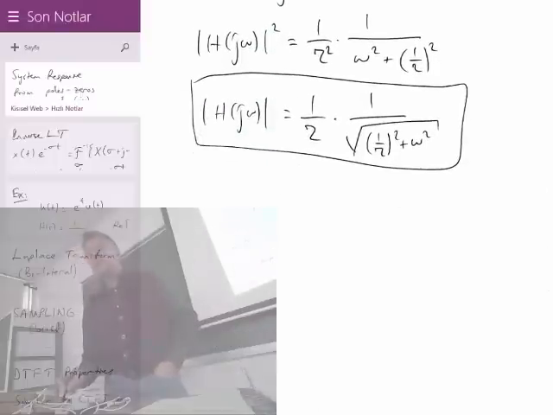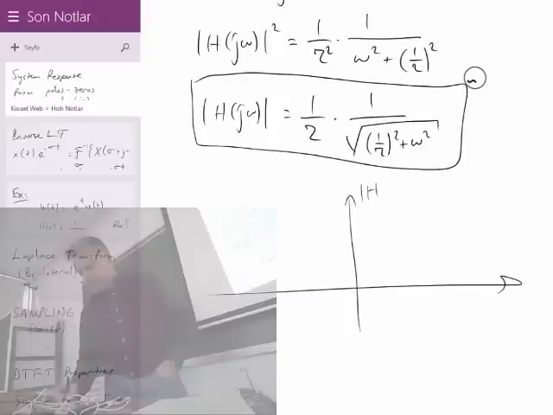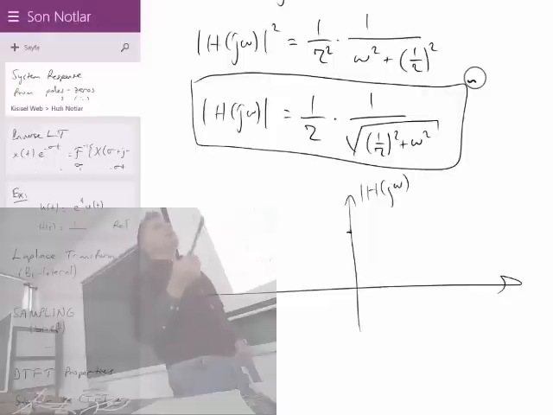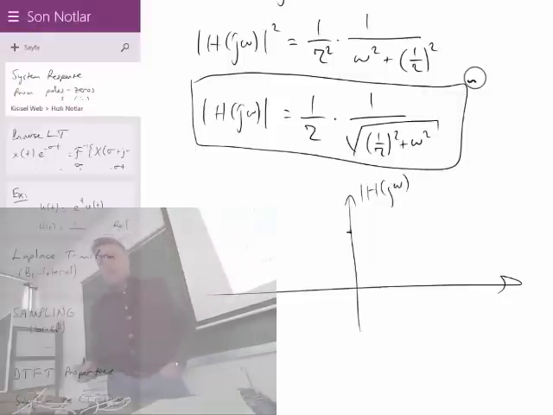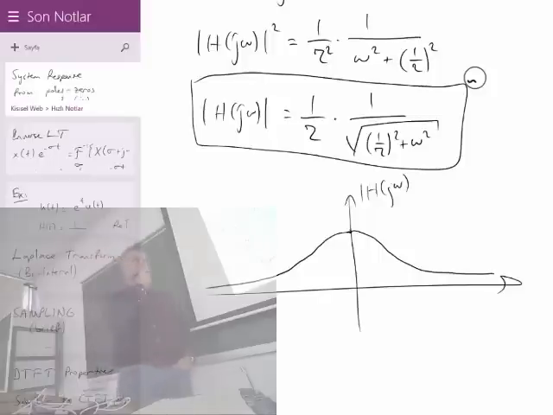And if you precisely draw this thing, you will have something like this, h of j omega. It will reach a maximum. What is that maximum value when omega is equal to zero? 1 over tau square, square root will be 1 over tau. 1 over tau over 1 over tau will be 1. So it's 1, and it will just decrease as frequency increases. Something like this. As omega goes to infinity, this thing converges down to zero. So it's sort of a low-pass filter, we can say.